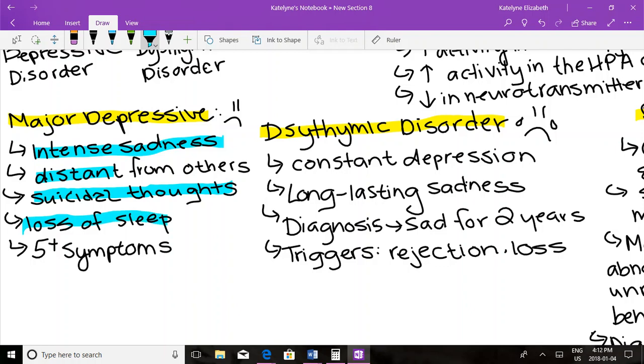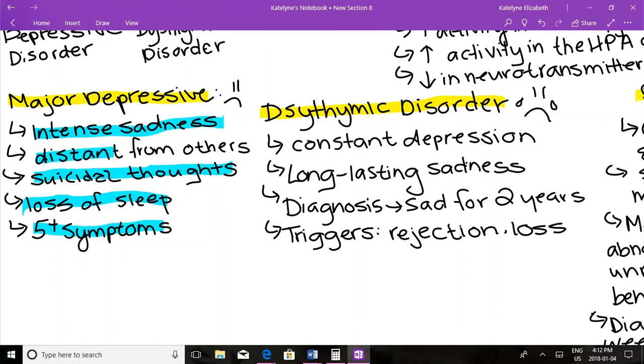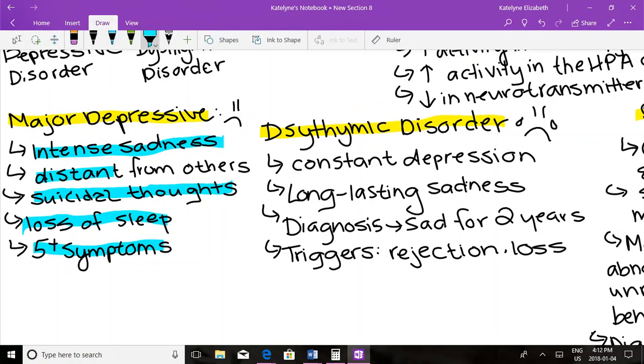So those are some of the characteristics, and in order to be diagnosed with major depressive disorder, you need to exhibit 5 or more of these symptoms. So if you want to remember this disorder, just think of the name itself, major depressive disorder. So you're thinking about someone being very intensely depressed. That is a way of thinking about it.